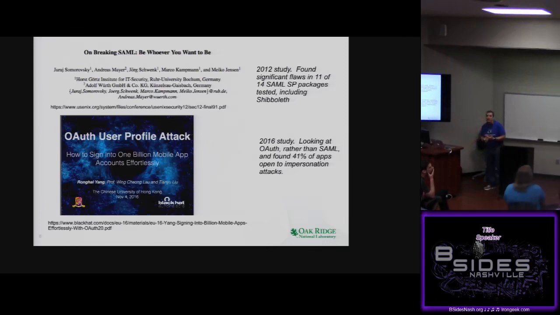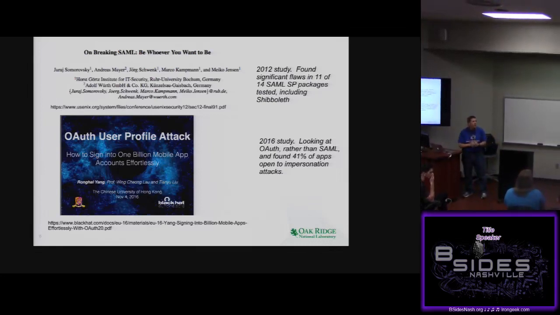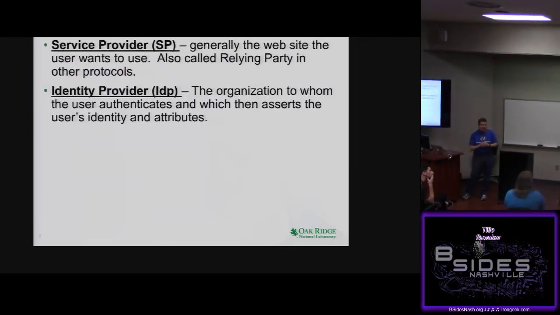OAuth is related. OAuth is a similar process often used in a number of mobile applications. And this is a Black Hat paper from 2016. They found that 41% of applications did not implement OAuth correctly and were susceptible to impersonation attacks. So let's dig into this and see what we can find.